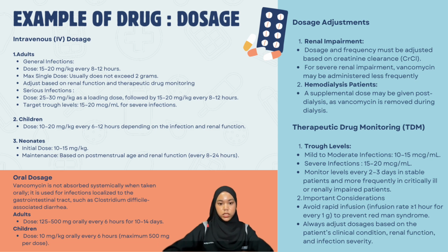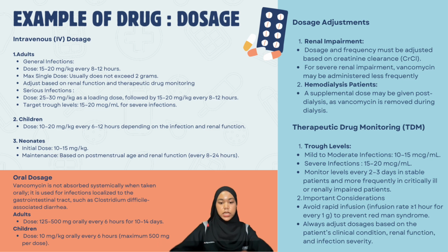In serious infections, a loading dose of 25 to 30 mg per kilogram may be given first, followed by 15 to 20 mg per kilogram every 8 to 12 hours. The target trough level should be 15 to 20 microgram per milliliter for severe infections.